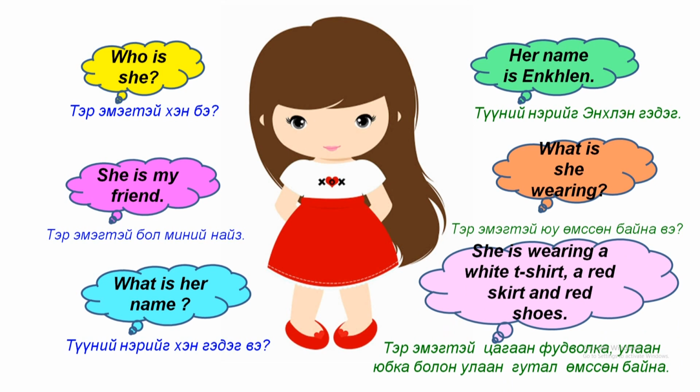Okay, who is she? She is my friend. What's her name? Her name is Inklung. What is she wearing? She is wearing a white t-shirt, a red skirt, and red shoes.